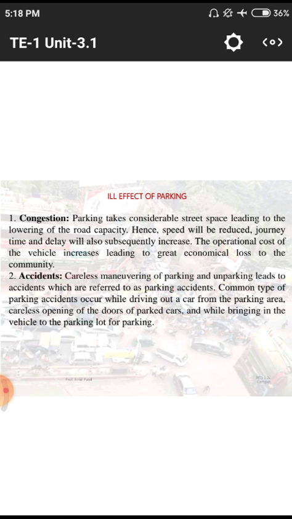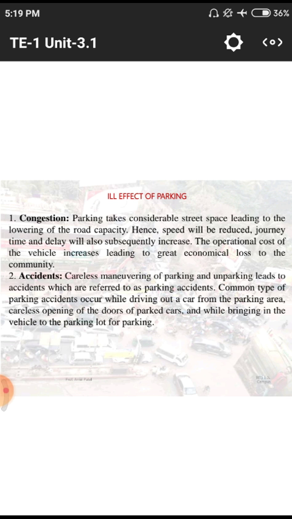Next one we are having is the accidents. How do we face accidents due to parking problems? Normally, a major amount of accidents occur due to rapid driving and sometimes drunken driving. But a few accidents also occur due to improper parking beside the roads.